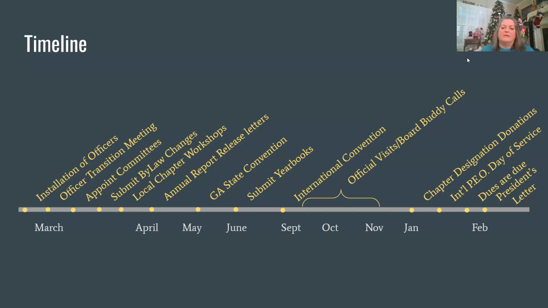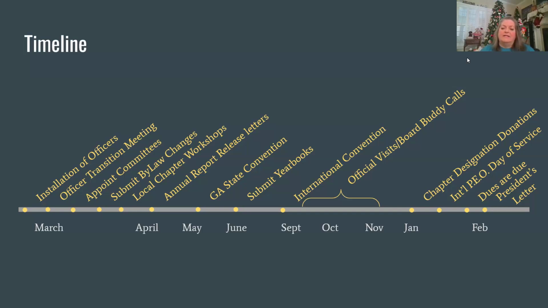In the fall is when we do our official visits and board buddy calls. For the roster at convention, we'll list all of the chapters that are receiving official visits. If you are not receiving an official visit, you will be receiving a board buddy call from your designated board buddy. In January, that is when, if you want that chapter distinction of being a designated award chapter, all of those donations are due by January 31st to the treasurer.